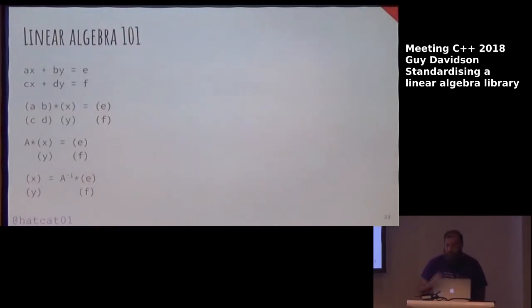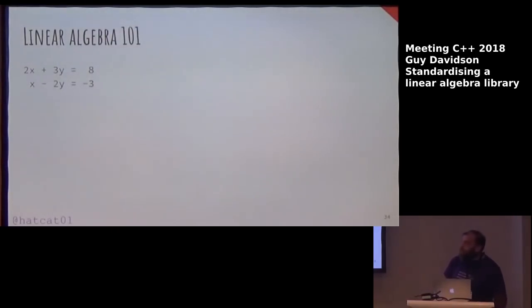And then what we can do is rearrange this by multiplying through by A inverse. That's if it has an inverse, of course. So let's try an example. 2x plus 3y equals 8. x minus 2y equals negative 3, which makes A the matrix 2, 3, 1, negative 2.